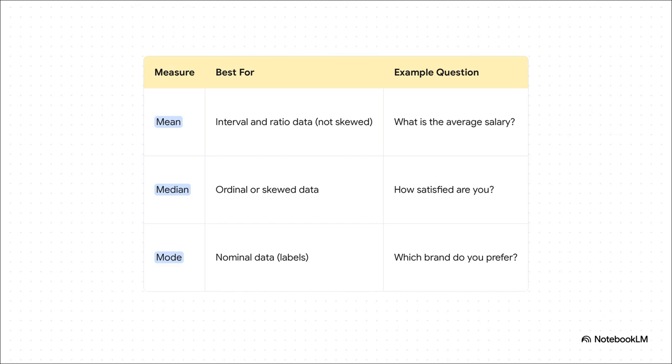It's all about picking the right tool for the job. You'd use the mean for something like an average salary, the median for a satisfaction survey, and the mode to figure out which brand people prefer. It all depends on your data and the question you're trying to answer.